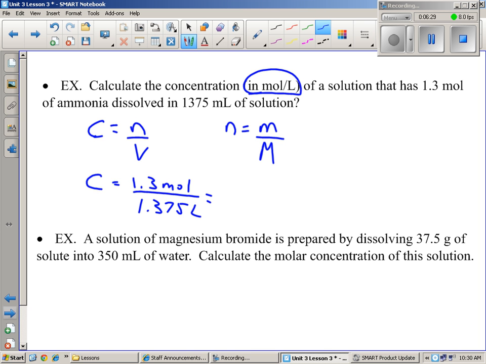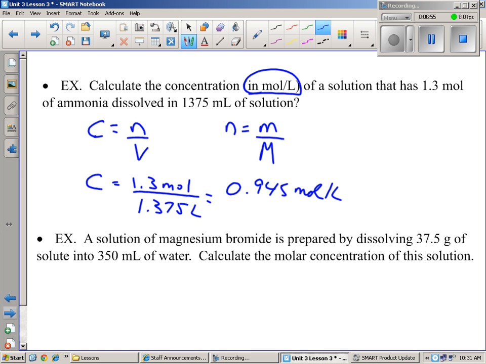Dividing these two here. I actually forget the answer, but it's 1.3 divided by 1.37. We get 0.945 moles per liter. Okay, that is how you would record that.